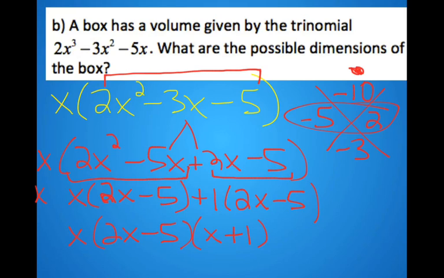So these would be your three dimensions. What are the possible dimensions of the box? And this is, depending on how you say it, it could be the width, the length, and the height of the box, because you know the box has 3 different dimensions. So we could say the length, the width, and height. We don't really know which is which, it just depends on what the value of x is.